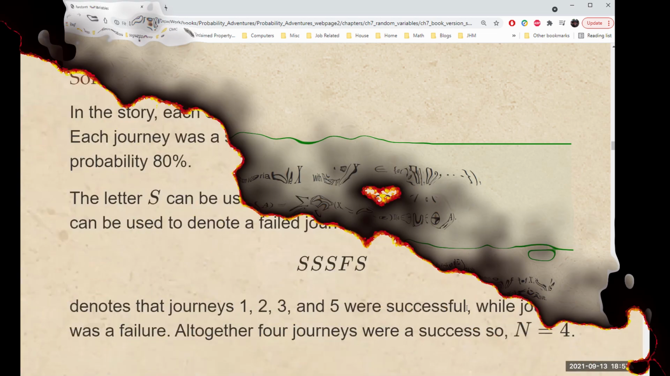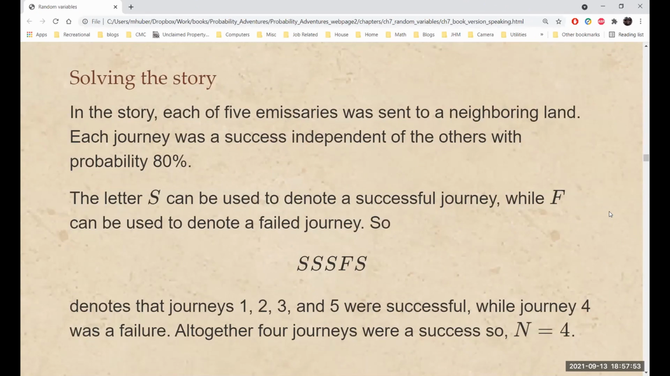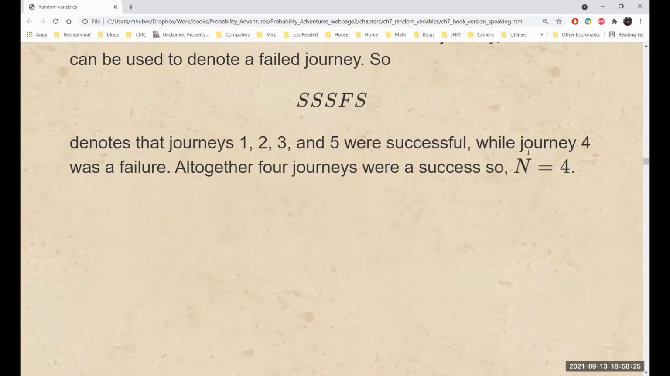Now, in the stories, each of the 5 emissaries was sent to a neighboring land. Each journey was a success independent of the others with probability 80%. So if we use the letter S to denote a successful journey and F to denote a failed journey, we might have an outcome like SSSFS. That would indicate that journeys 1, 2, 3, and 5 were successful, while journey 4 was a failure. Because 4 journeys were a success, the number of successful journeys, n, equals 4.